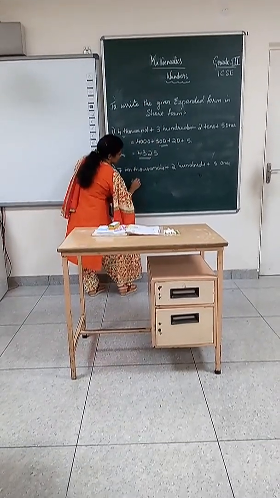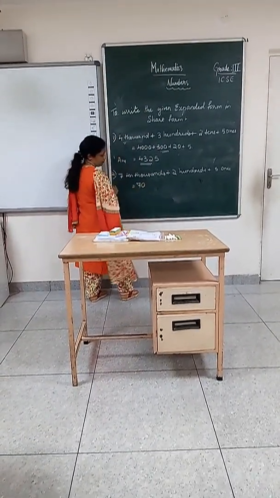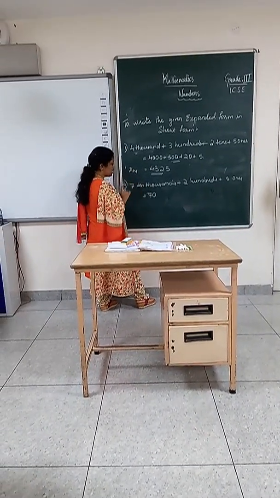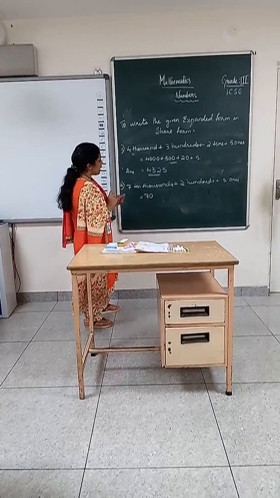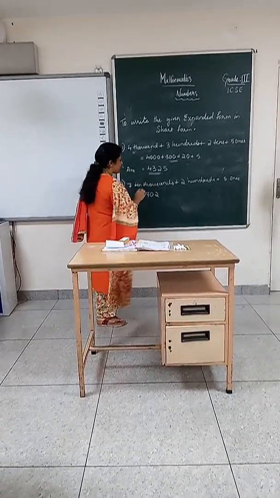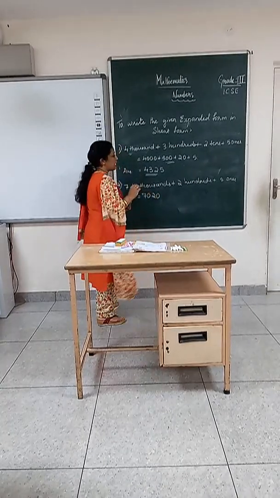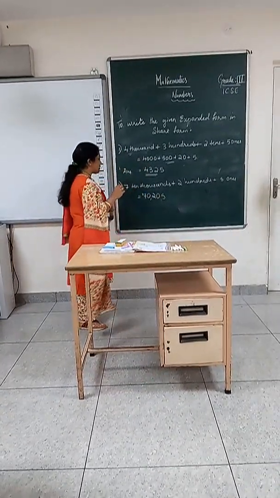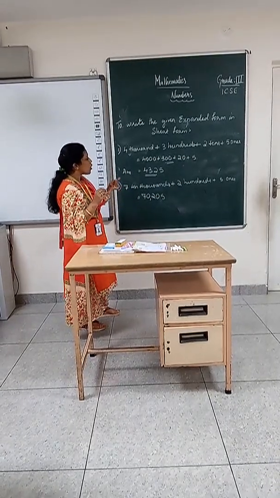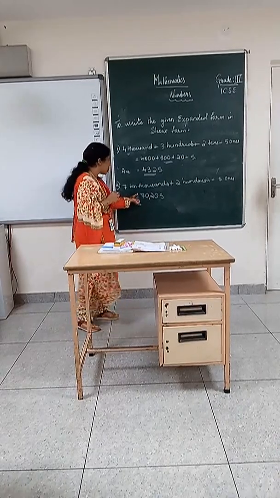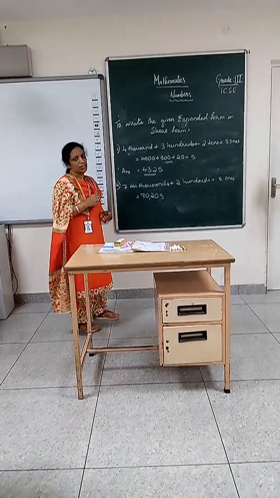So it is 70,000. So again, you can see that thousands place is missing. So we have done it. So then 200s. Again, tens place is missing. We have to write 0 and 5 ones. So look at this, children, now. 70,205. So this is the short form of writing the given expanded form.